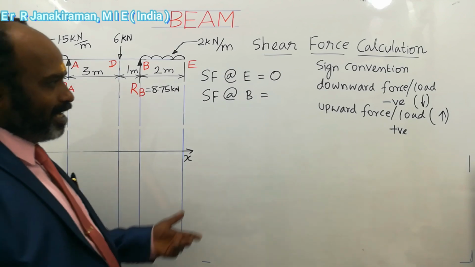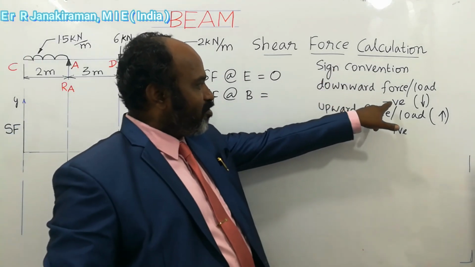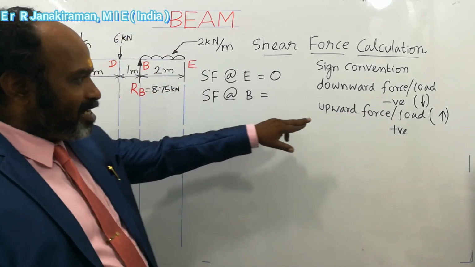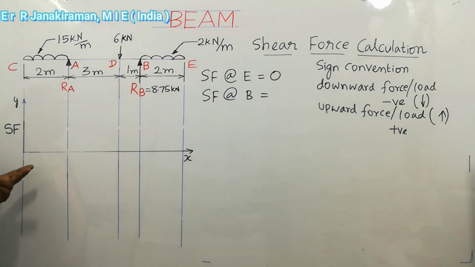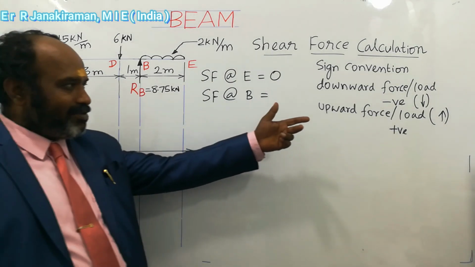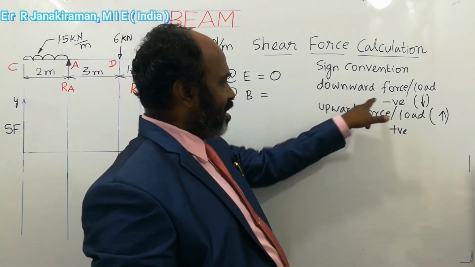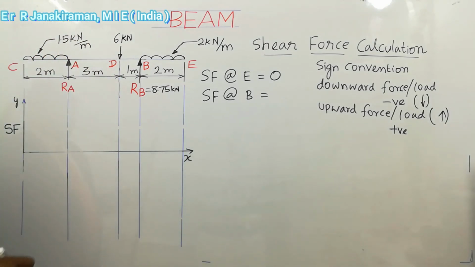Suppose in case some students may ask, if we consider the opposite, downward force positive and upward force negative, then when you calculate and draw the diagram, it will be inverted. That is also right. So let me consider it like this in solving this problem. Downward force is negative and upward force is positive. If you consider the margin, the sequence of steps will remain the same.